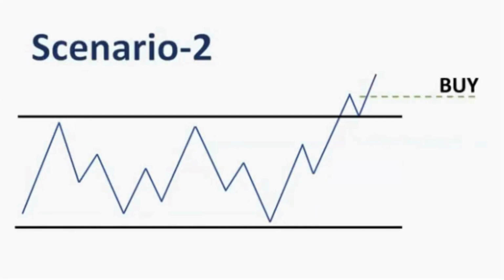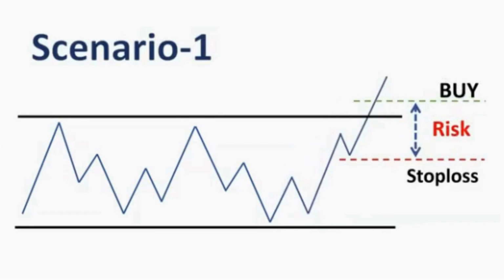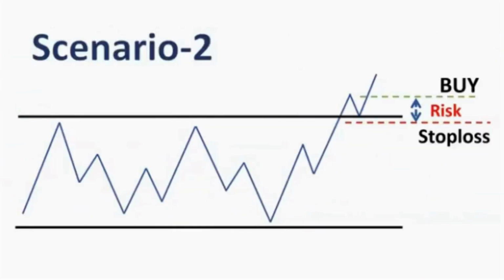So now you can see in this scenario, we are more confirmed about the breakout. The chances that the breakout will go false is very less. And in this case, we will place the stop loss below this support. And also the risk involved in this trade is very small as compared to scenario 1. You can see the risk is huge in this case, and in scenario 2 the risk is very small.